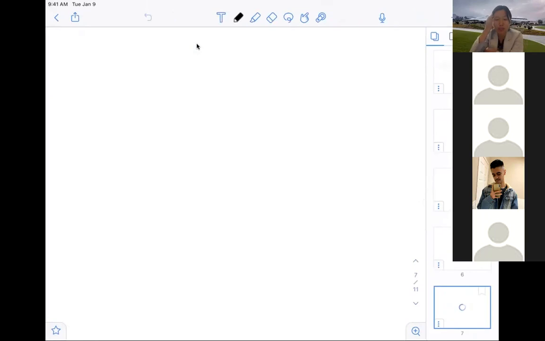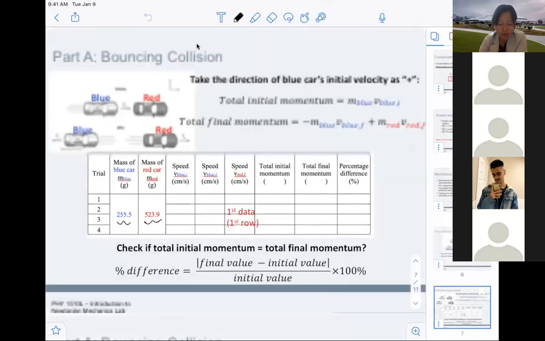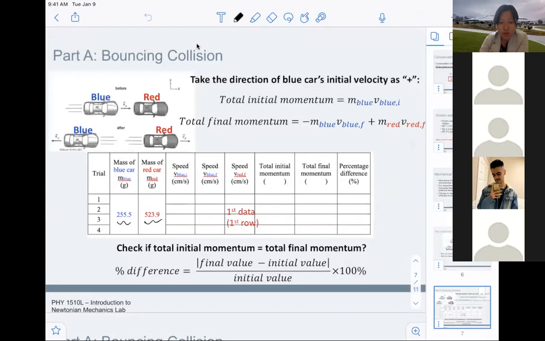Okay, so let's go back to our lab. This is the data table. To measure momentum, we need the masses of the cars, which we can measure on the scale, which is also given because it's not clear from the video. There is a velocity of the cars. In our lab, we use a photo gate, the sensor. Whenever the car passes by, it triggers the sensor and you can write down what the velocity is. So how many velocities do we have to measure for this bouncing collision?